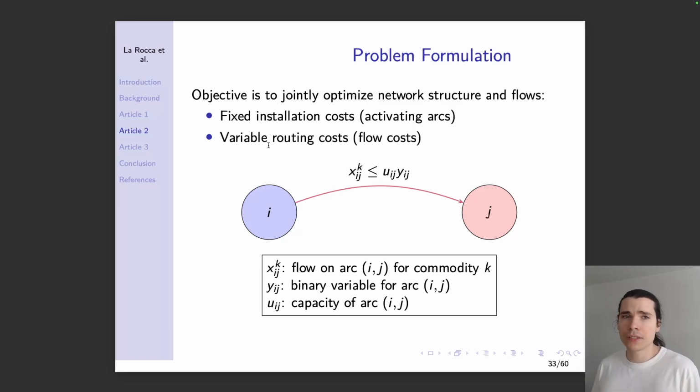At a high level, the network design has two main types of decisions. We have fixed installation costs and variable routing costs. The fixed costs are associated with the binary variable y. These are the design variables, and most of the difficulty comes from optimizing these variables. Whereas we also have flow variables, which are continuous, and once you have the correct set of binary variables, it becomes easy to find the corresponding flow variables. We also have constraints modeled by u_ij on every arc.